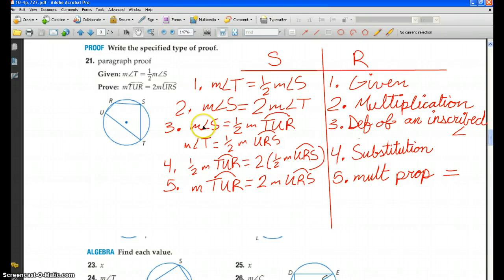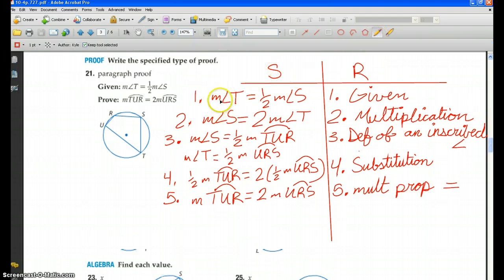Alright, this is section 10.4, inscribed angles, page 728, starting with number 21. We want to write a paragraph proof. Given that the measure of angle T is equal to half the measure of angle S, we want to prove that the measure of arc TUR is equal to 2 times the measure of arc URS. Instead of a paragraph proof, we're just going to go through a two-column proof. So, stating our given information, the measure of angle T is equal to half the measure of angle S.